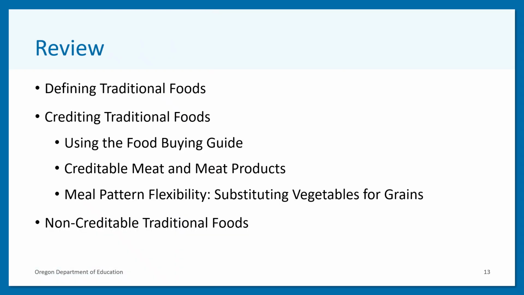In this training, we have covered the definition of traditional foods, how to credit traditional foods, including using the Food Buying Guide, looking at creditable meat and meat products, and understanding the meal pattern flexibility to substitute vegetables for grains. We finished up by looking at some non-creditable traditional foods.